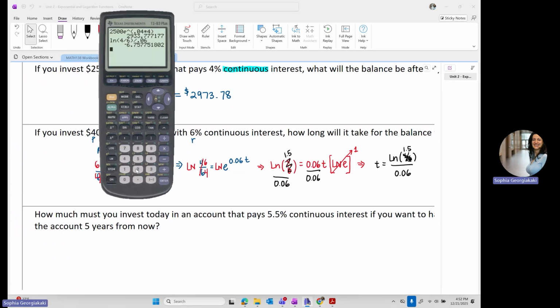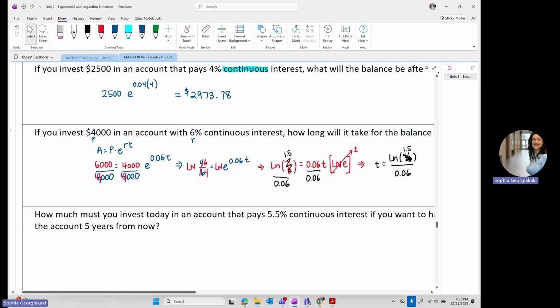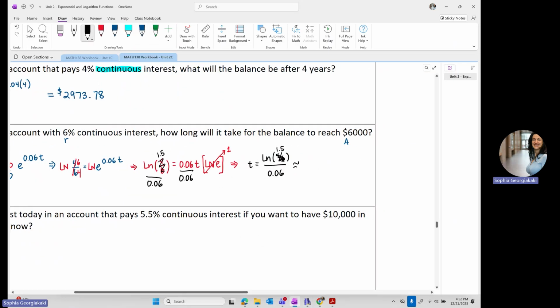The time will be a ln of 6/4, 1.5, divided by 0.06. Let's try this again. Now things make sense. So the answer is 6.75775180. Obviously, this is not an exact value, it's an approximation. If they ask me to round to the nearest tenth of a year, it will be approximately 6.8 years.